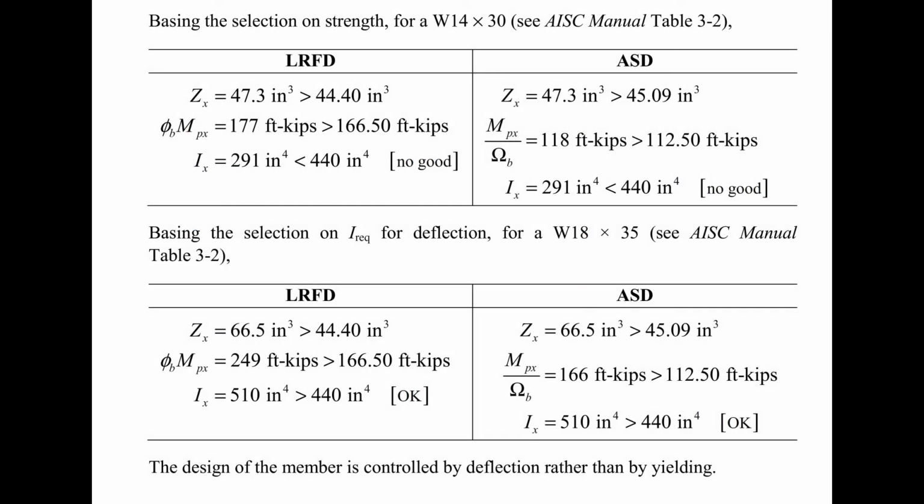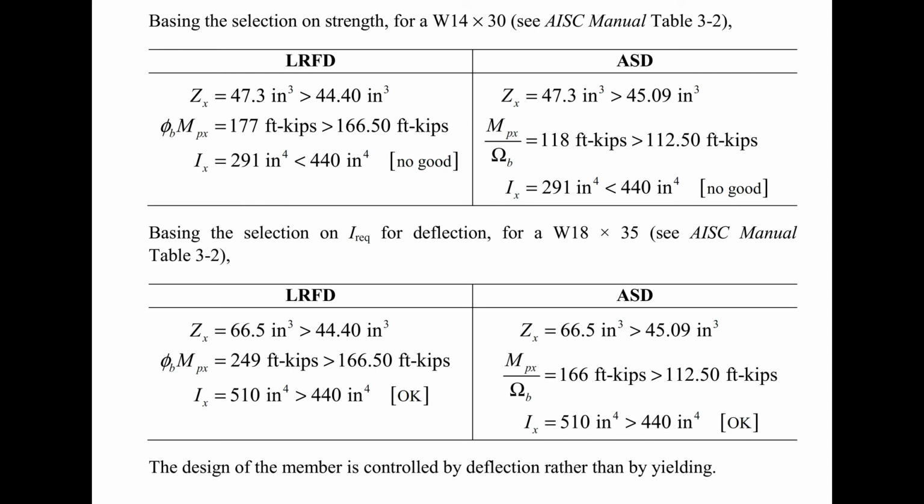Basing the selection on strength, for a W14x30, AISC Manual Table 3-2. For LRFD, the moment of inertia is less than the computed value, thus the section is not OK. For ASD, the moment of inertia is less than the computed value, thus the section is not OK.